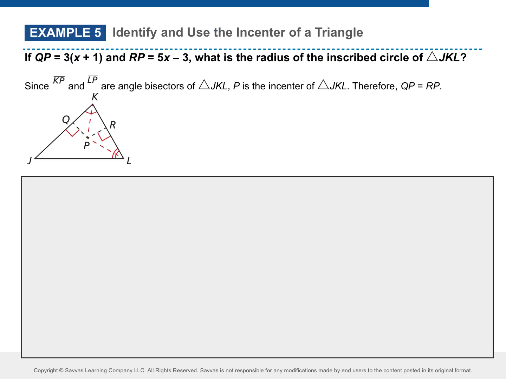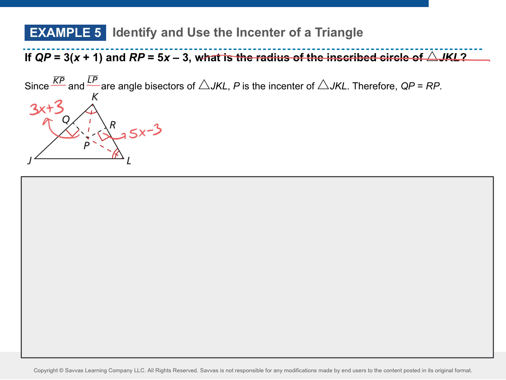Okay, so directions are going to be very important. It says if QP is 3x plus 1. So I'm going to put in 3x plus 1. I'm going to simplify that: 3x plus 3. And RP is 5x minus 3. Ignore the rest. It says KP and LP are angle bisectors.